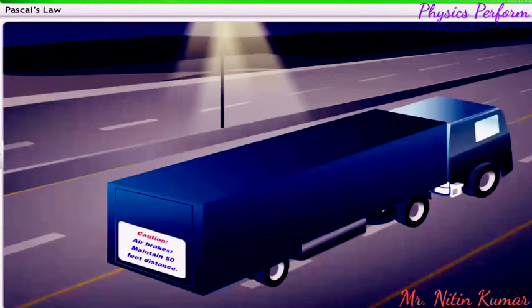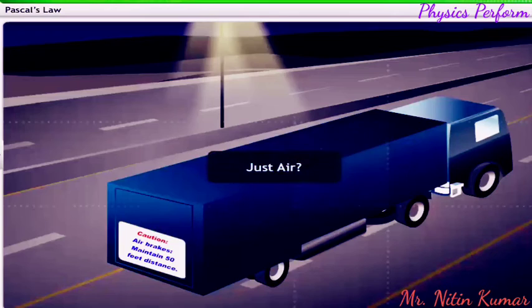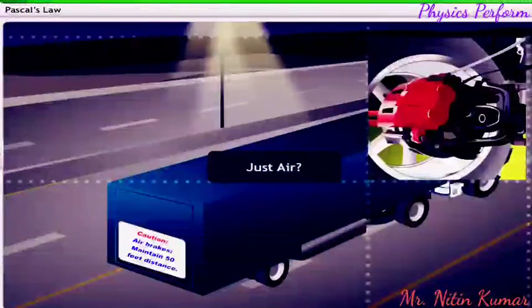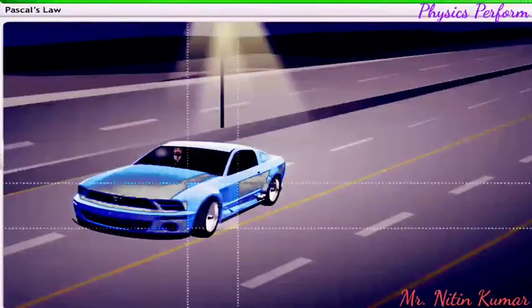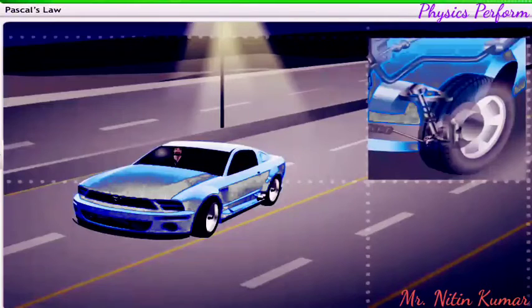You may have seen a warning at the back of trucks moving on highways. Caution! Air brakes. Maintain 50 feet distance. So, air is used in applying brakes for these huge vehicles? Amazing, isn't it? In fact, the hydraulic brake system used in cars also involves the usage of a fluid, brake oil.